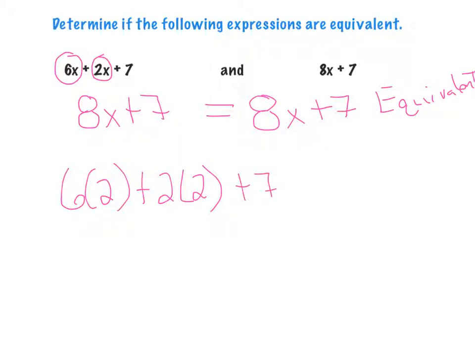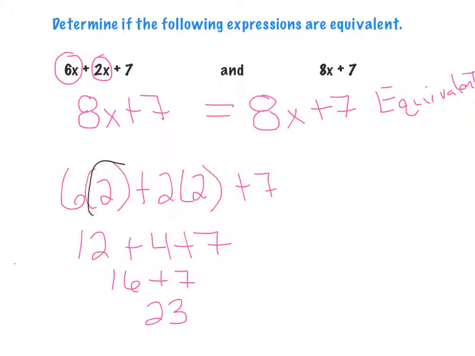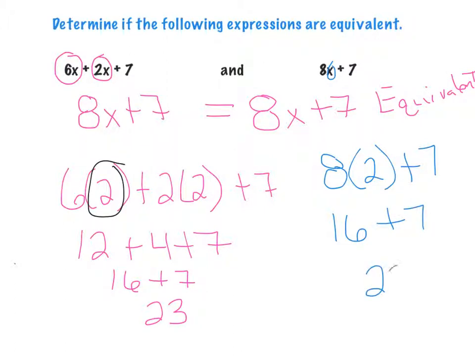So if I solve this, 6 times 2 is 12. 2 times 2 is 4 plus 7, then I can add. 12 plus 4 is 16 plus 7 is 23. Then I'm going to use the same number. So if I plugged in 2 here, I have to plug in 2 into this one. So this time I have 8 times 2 plus 7. I know that 8 times 2 is 16 plus 7, and then 16 plus 7 is 23. So 23 is equal to 23, so they are equivalent.